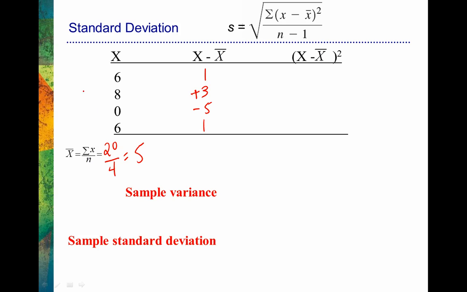Let's go ahead and check our work. Let's add up the positive values. 1 and 3 is 4, and 1 is 5. Let's add up all the negative values. All we have is a negative 5. 5 and negative 5 cancel out, so I know that that adds up to 0. So I know I'm on the right track, and that also helps me understand why I'm dealing with squared deviation scores, because I can't take a simple average of these deviation scores. They will always sum up to 0.